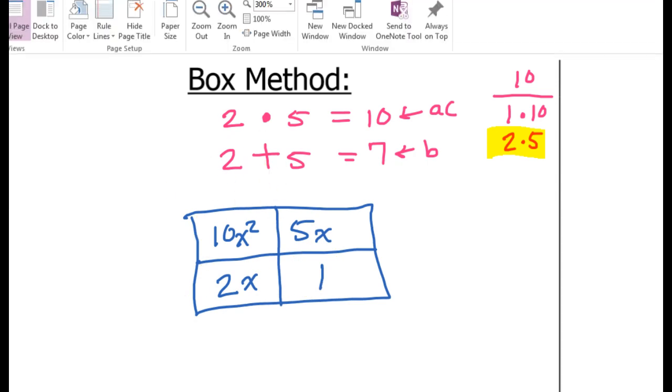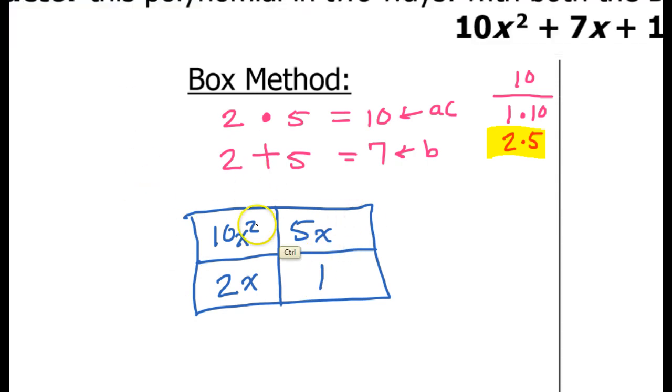Now we will take the GCF of each row and each column. The GCF of the top row is 5x. The bottom row has no common factor, so that means it is a GCF of 1. And we'll call it a positive 1 because the first term is positive. Okay, the greatest common factor of the first column is 2x. There is no common factor other than 1 for the second column, so I'll just put plus 1.